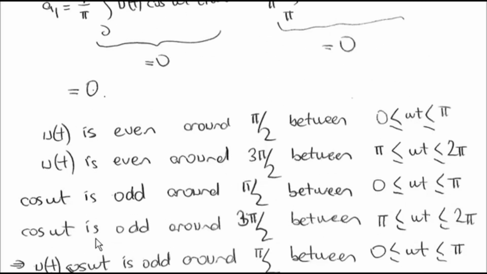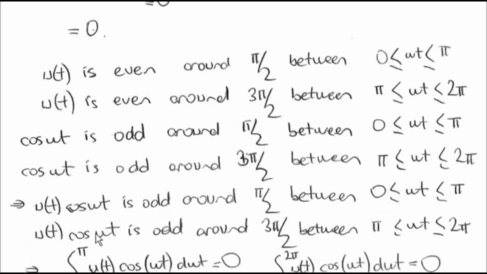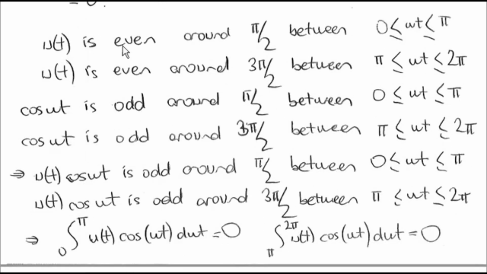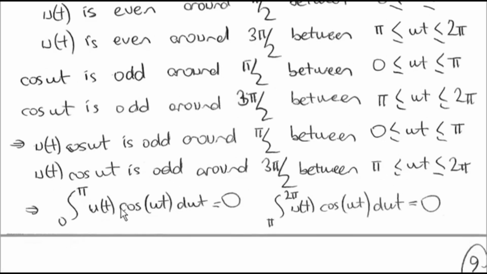So I have tried to write these results here. u of t is even, symmetric, around pi over 2 in this interval. u of t is even around 3 pi over 2 in this interval. And cosine is odd around pi over 2 in this interval, and it is odd around 3 pi over 2 in this interval. So therefore, these multiplications are odd around pi over 2 and 3 pi over 2 in these intervals. So these integrals would always be equal to 0.